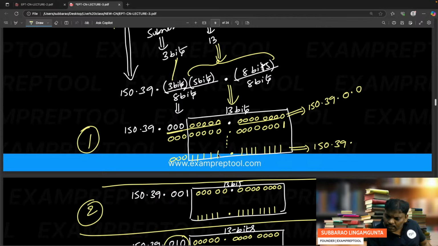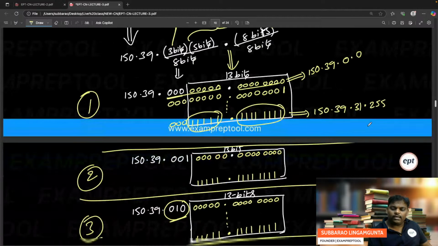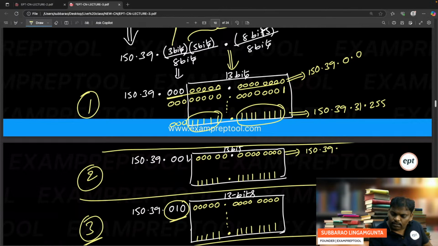If you observe this number, I think 5 ones. 5 ones means 31. Here, 8 ones, I think 255. Please check. 255. The next one, immediate number, 256. 150, 39. If you observe here, 0, 0, 1. 0th bit, first bit, second bit, third, fourth, fifth. Fifth one means 2 power 5, 32. It is the 32. So this is 0.